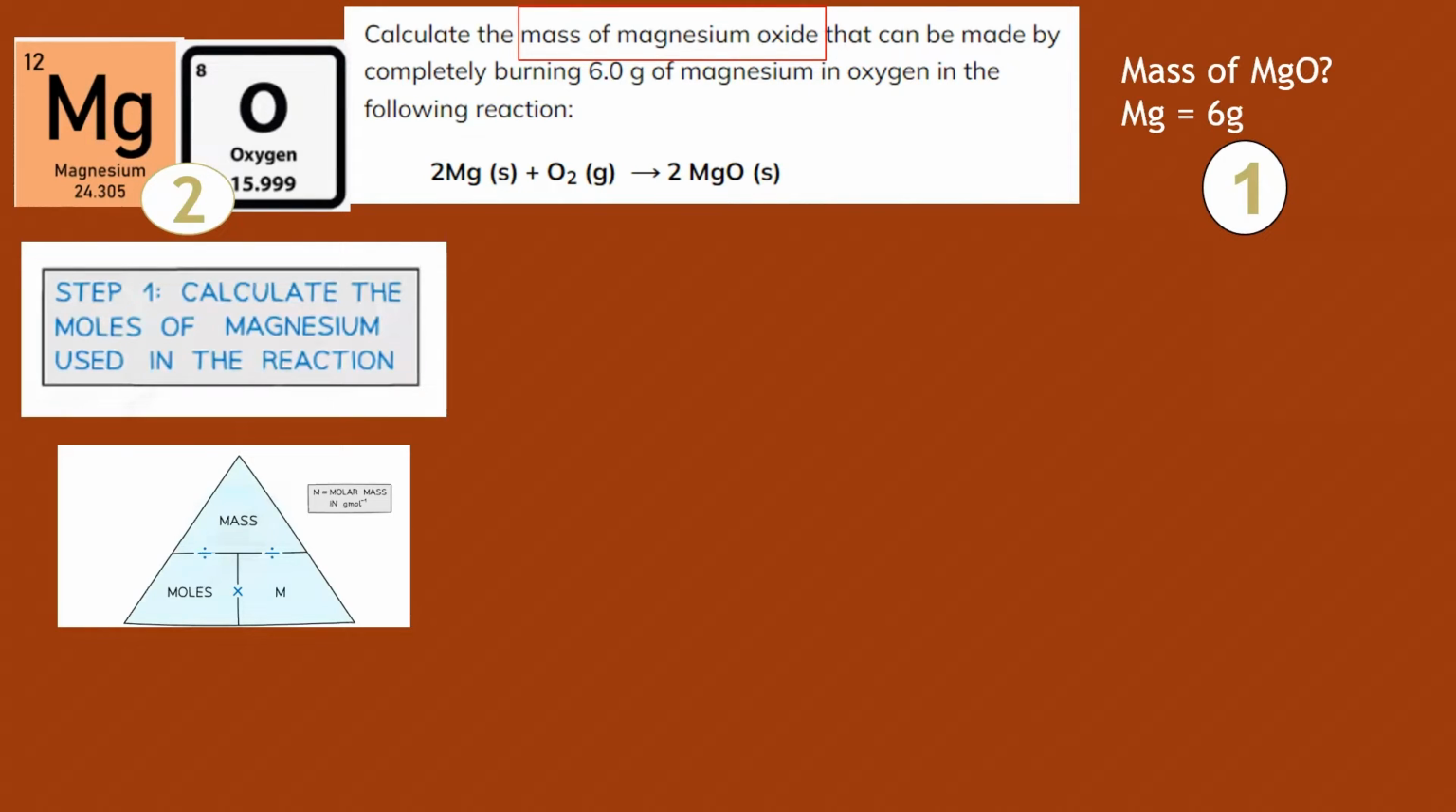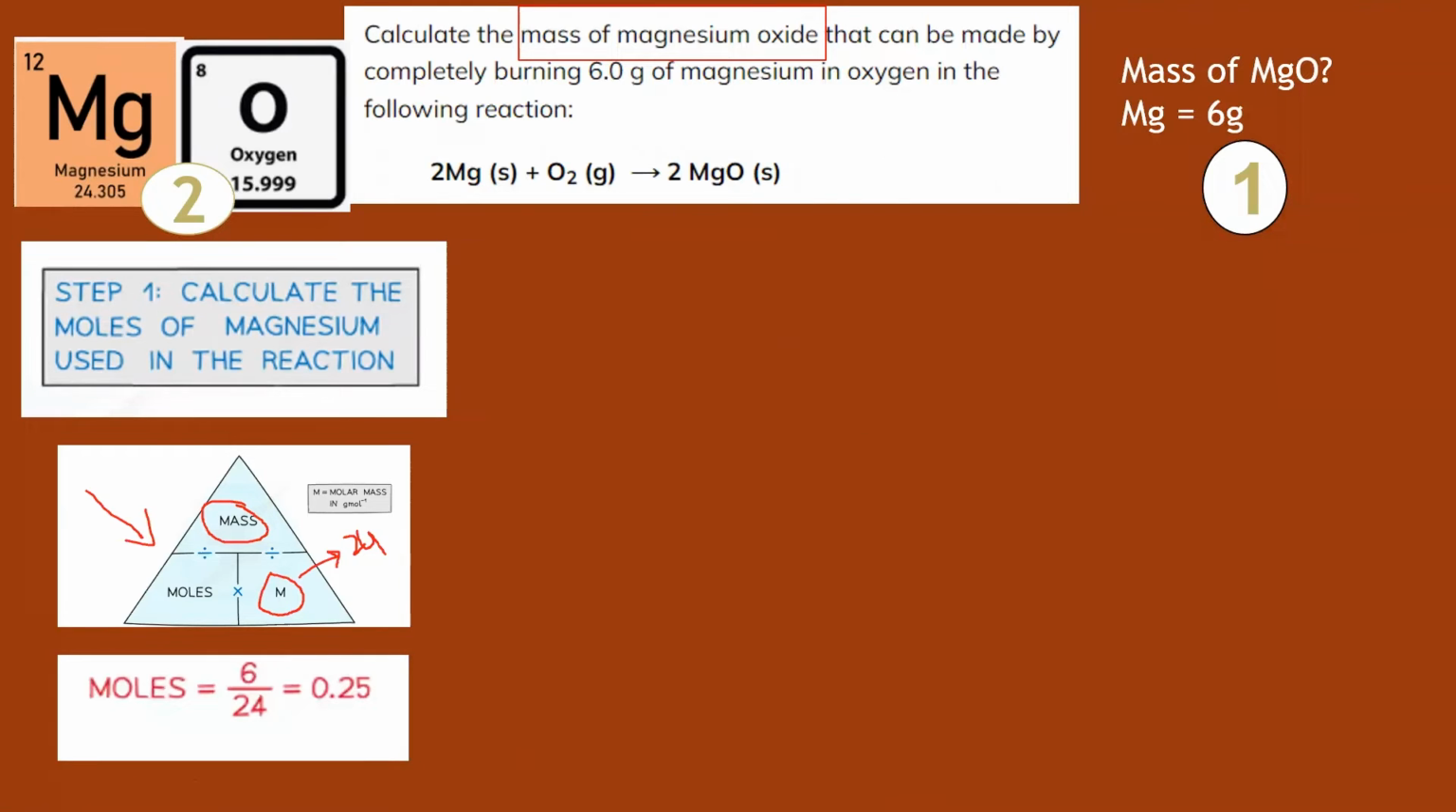We have to calculate the moles of magnesium that will be used in the reaction. And here you could see that there is a triangle from which we can see how we should calculate the moles. So it will be mass divided by the molar mass. We know that the molar mass of magnesium is 24 and the mass that is given to us is 6 grams. So the moles we get is 0.25 moles.